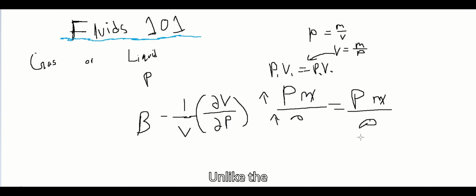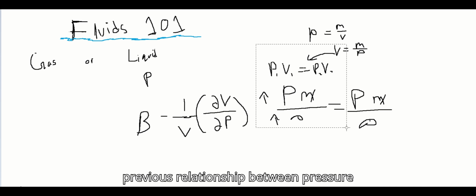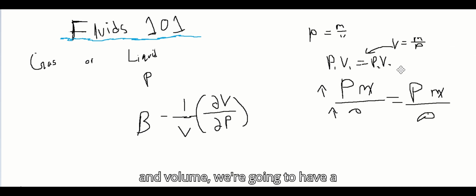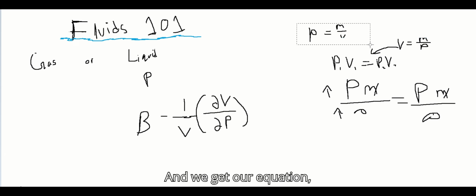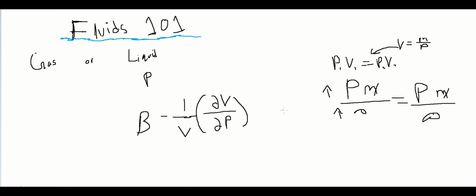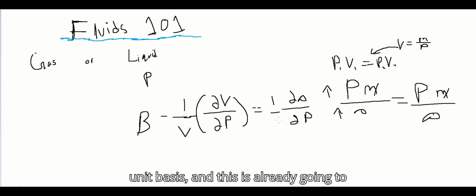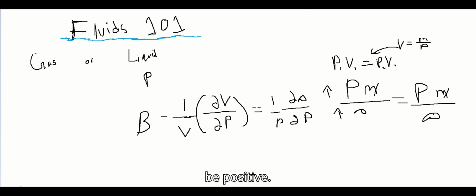Unlike the previous relationship between pressure and volume, we're going to have a direct relationship between these two, and we get our equation, change in density over the change in pressure, and we're going to get that on a per unit basis, and this is already going to be positive.